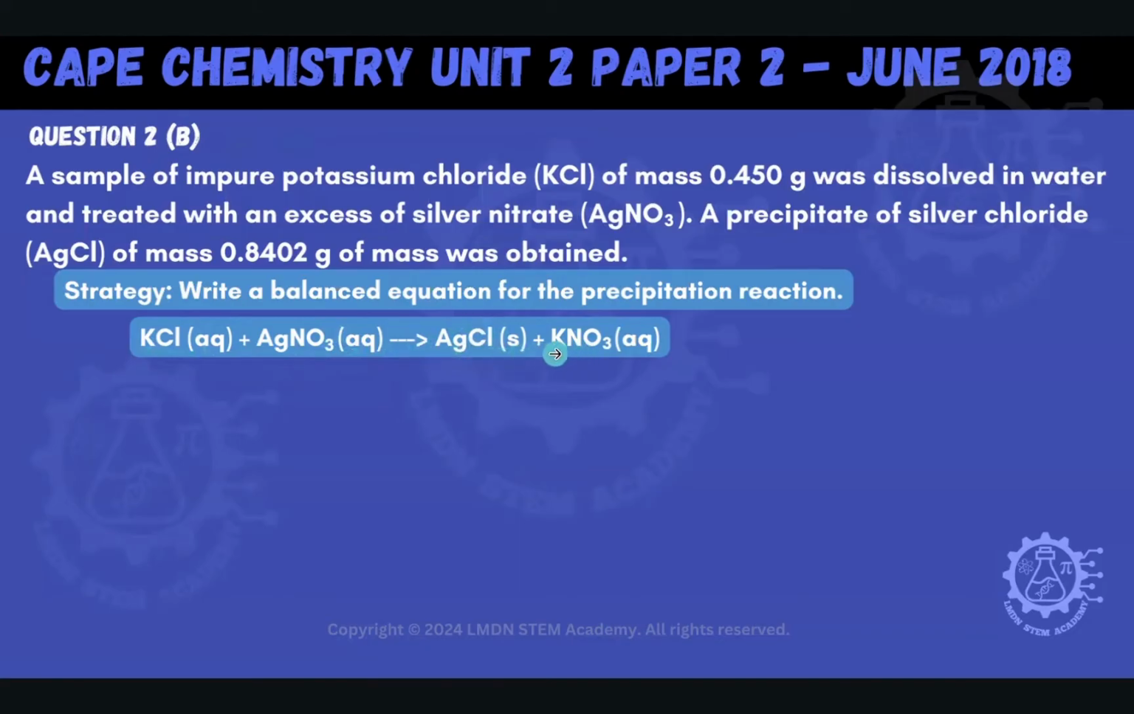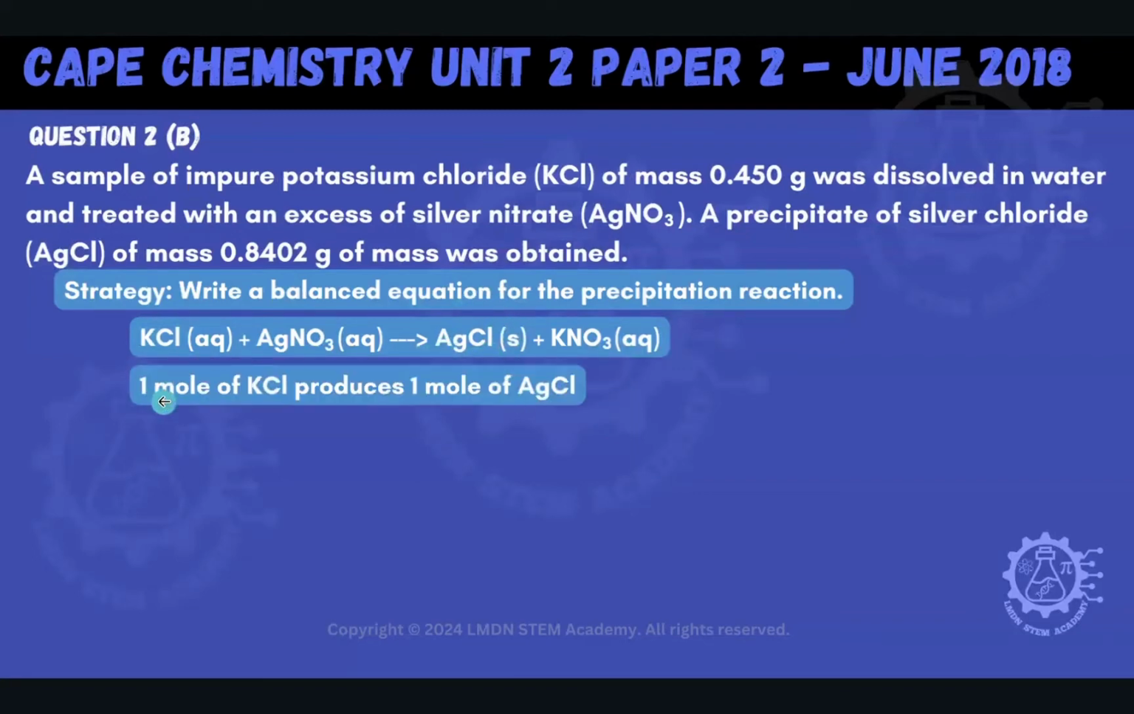And of course, we're going to get some potassium nitrate in the aqueous state as well, because this precipitation reaction is really just a displacement that's going on, where the silver is displacing the potassium to form AgCl solid. So we have to write our balanced equation for the precipitation. That way we can put these words and numbers in equation form ultimately, because when we have our balanced equation, we know mole ratios. So now we're going to have a mathematical relationship between the KCl and the AgCl.